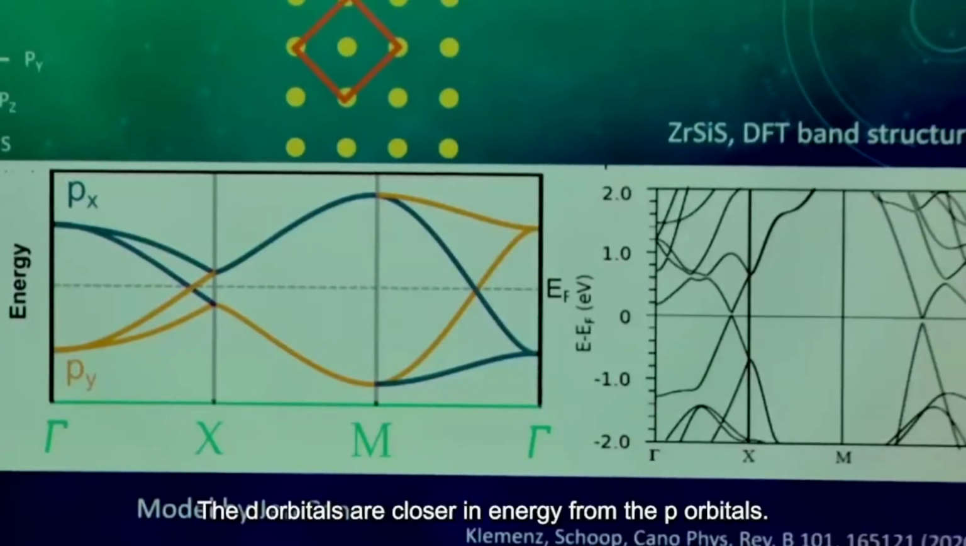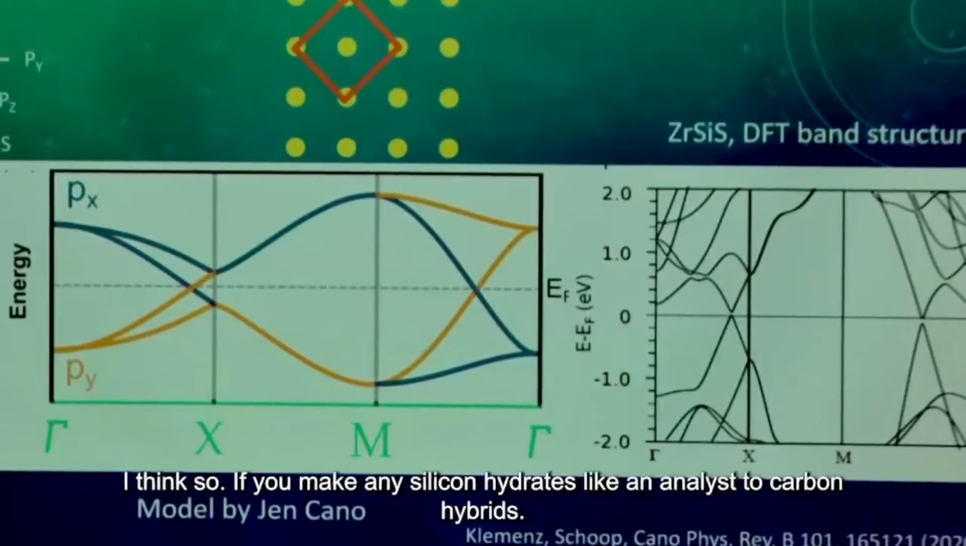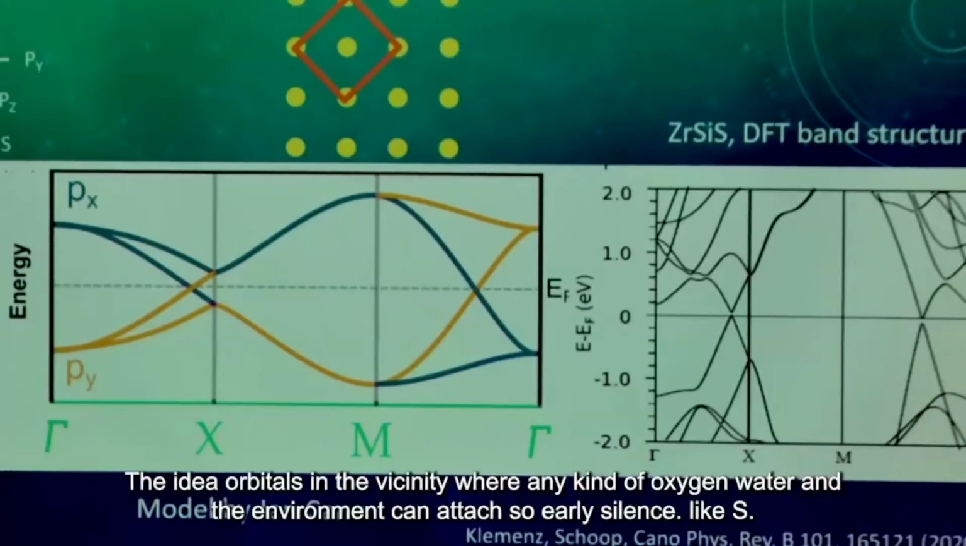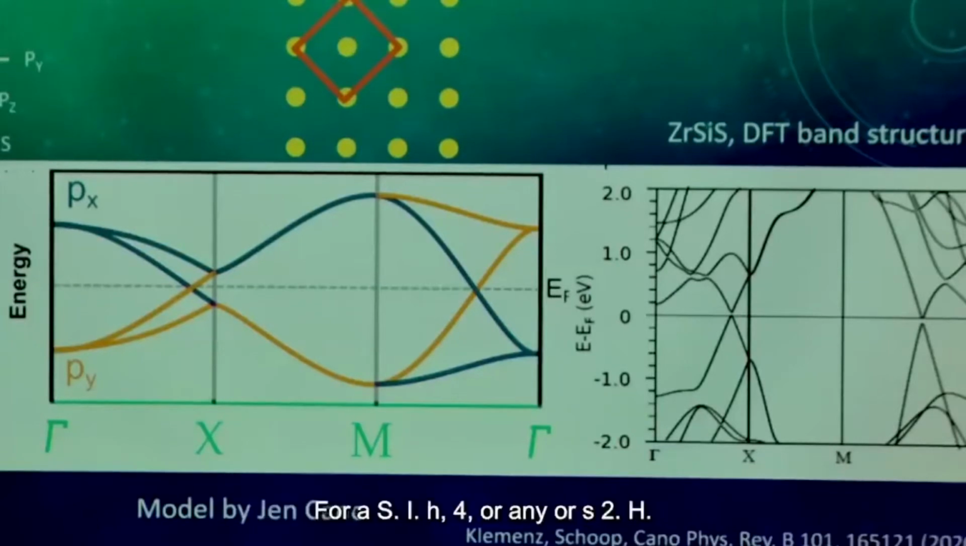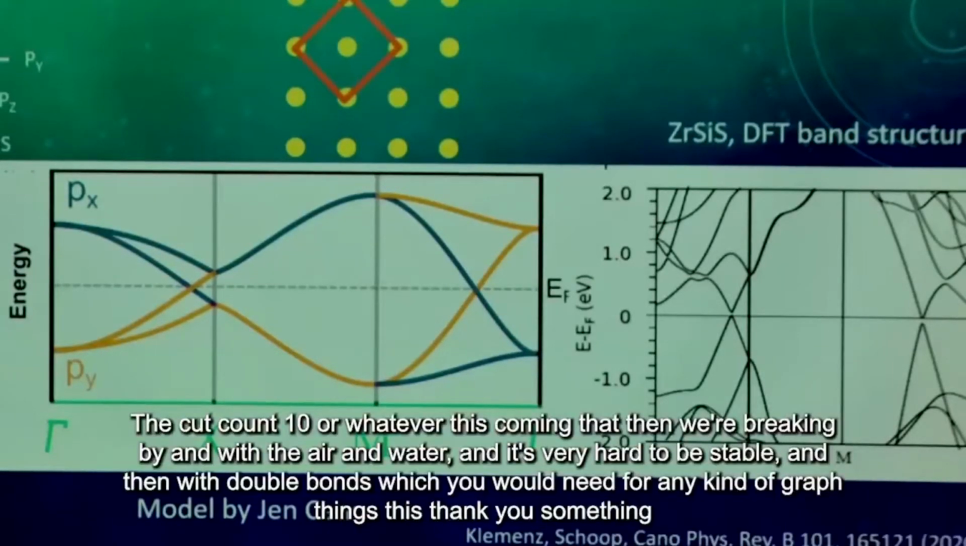Well, that's a good question. In silicon, the d orbitals are closer in energy to the p orbitals than in carbon. So if you make any silicon hydrides, like analogs to carbon hydrides, there are d orbitals in the vicinity where oxygen, water, and the environment can attach. So any silanes like SiH4 or Si2H6, I can't count, will react violently with air and water, and it's very hard to make them stable.